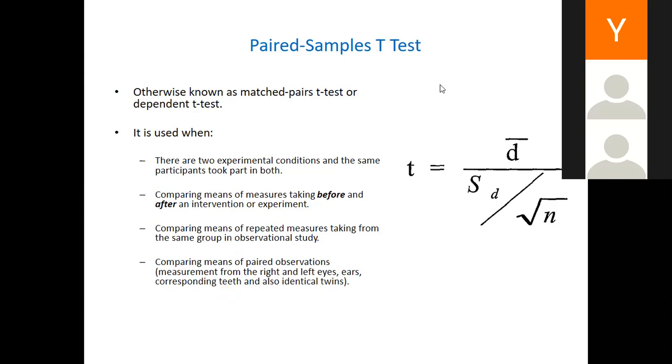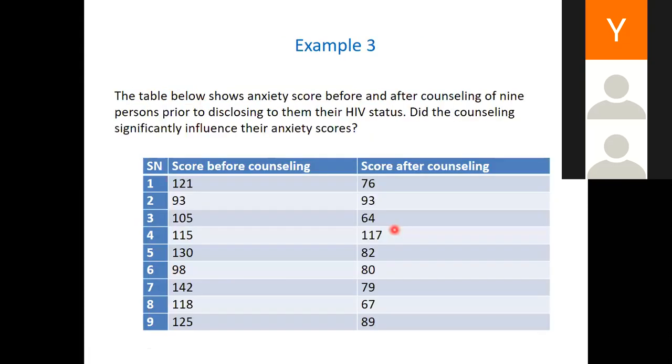So let's look at the example. The table below shows anxiety scores before and after counseling of 9 persons prior to disclosing to them their HIV status. Did the counseling significantly influence their anxiety score? Before you disclose HIV status to people, if you don't counsel them, by the time you declare it, they may misbehave. In fact, they may do something funny, they can even commit suicide.